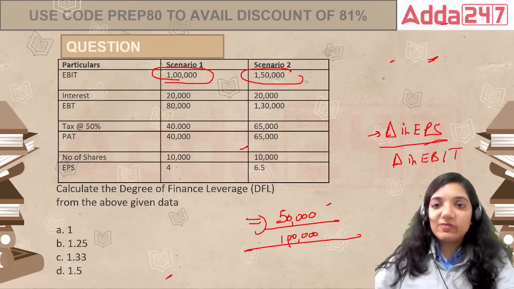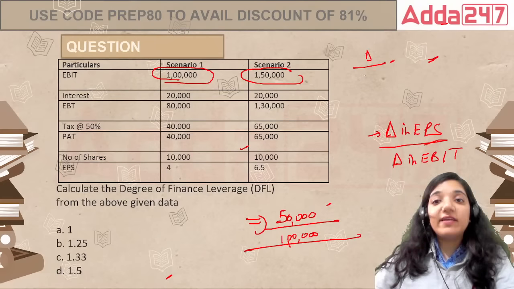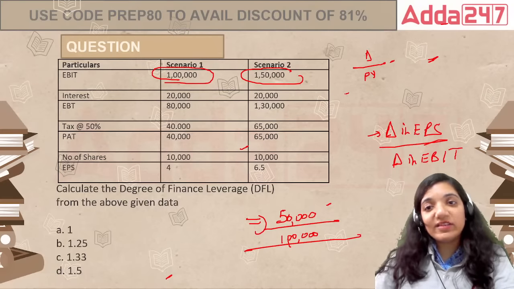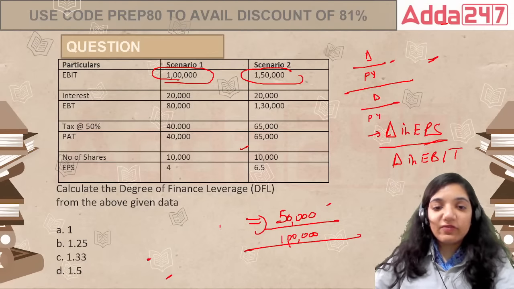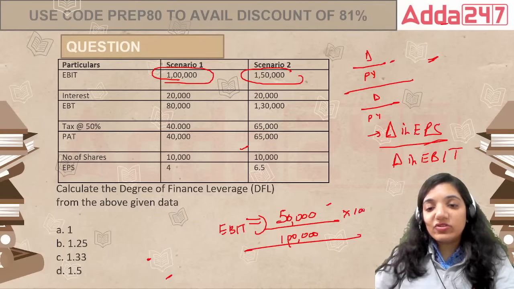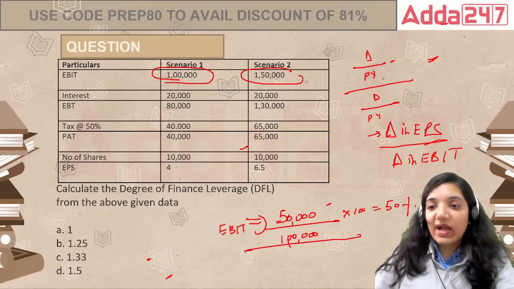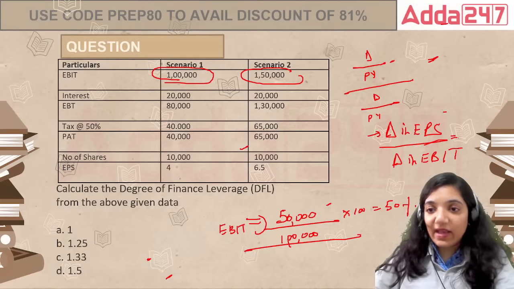The formula is basically the change divided by your previous scenario or previous year, divided by your change in EBIT divided by previous scenario and previous year. Now in terms of EBIT, I am getting 50,000 divided by 1 lakh, into 100. So this comes out to be 50%. So I know that in terms of EBIT, it is 50% on the denominator side.